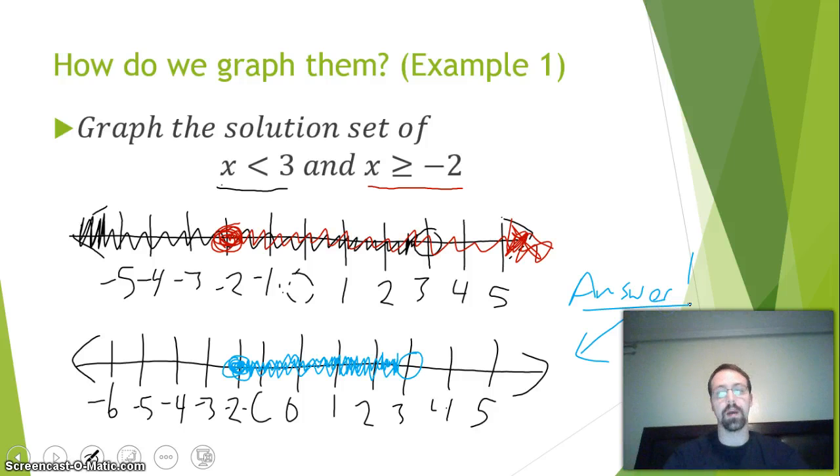That's how we graph them. That's an example of an AND, so that's pretty easy. I believe in you. You can do it.